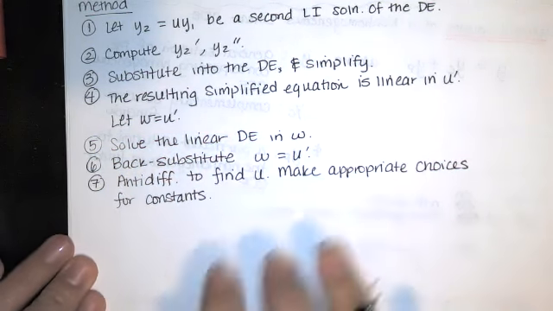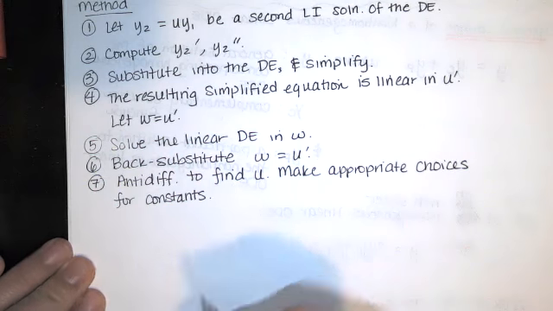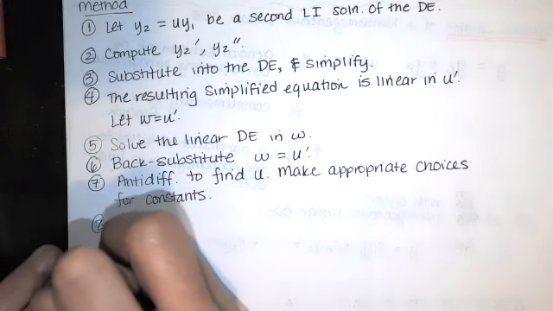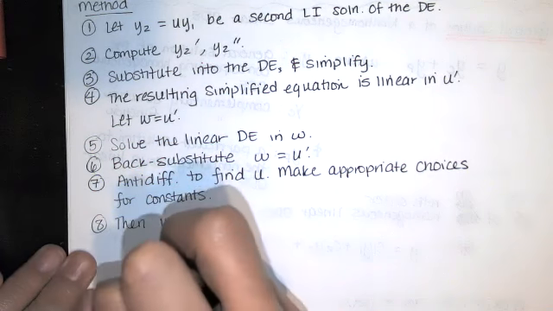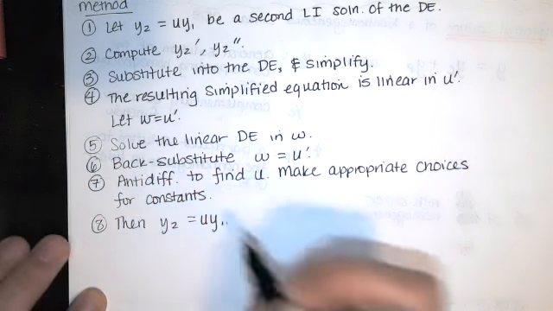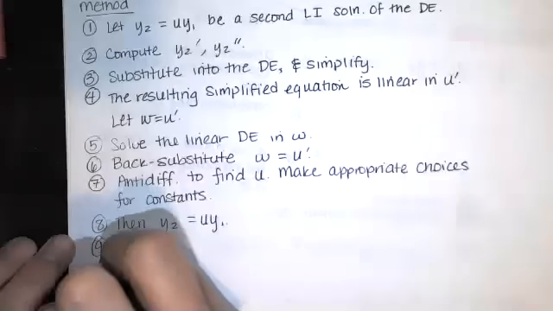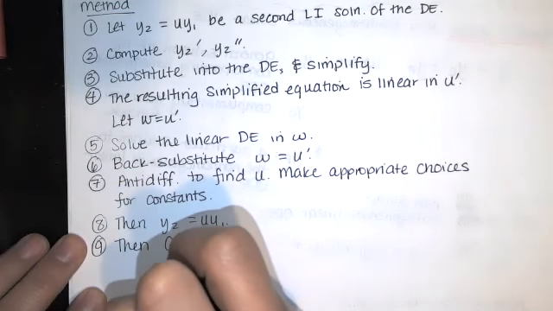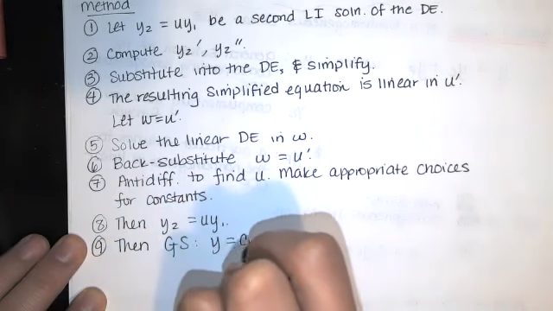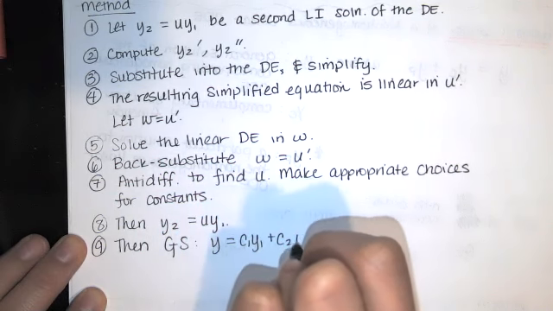And then we're going to have U. We'll have U by itself. And then once we have U, then Y2 is U times Y1. We can simplify that. And then the general solution is given by this, y equals C1Y1 plus C2Y2.